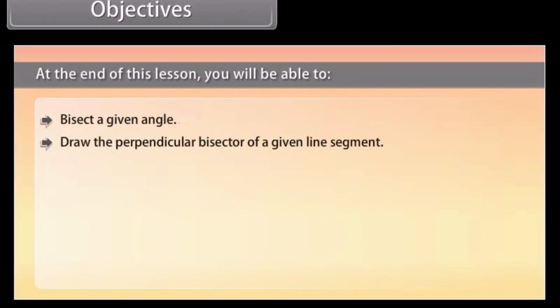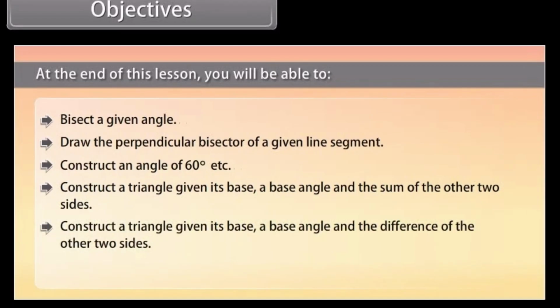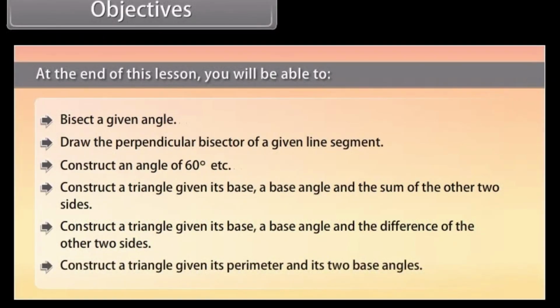Objectives. At the end of this lesson, you'll be able to bisect a given angle, draw the perpendicular bisector of a given line segment, construct an angle of 60 degree, etc., construct a triangle given its base, a base angle, and the sum of the two other sides. Construct a triangle given its base, a base angle, and the difference of the other two sides. And construct a triangle given its perimeter and its two base angles.